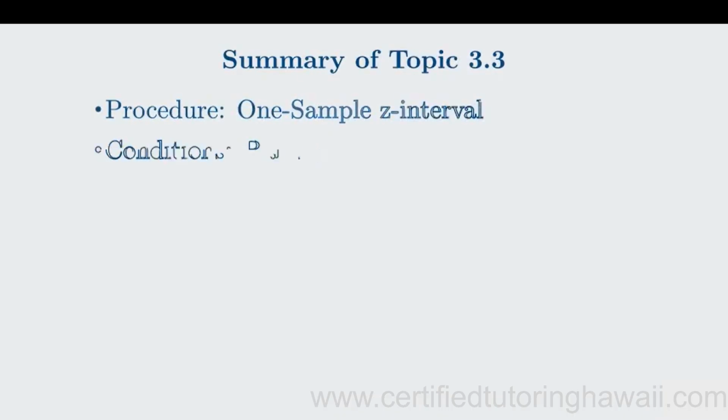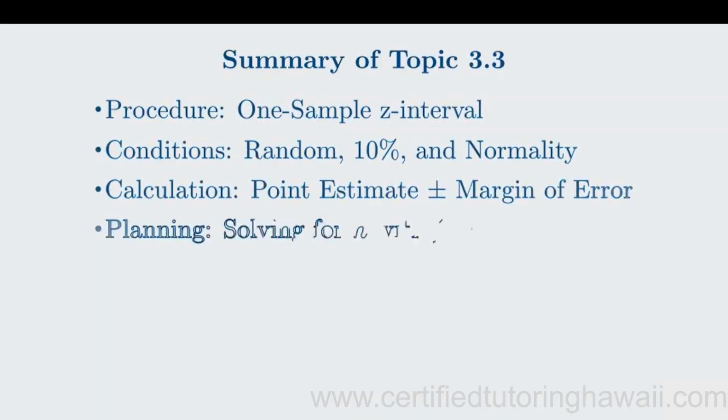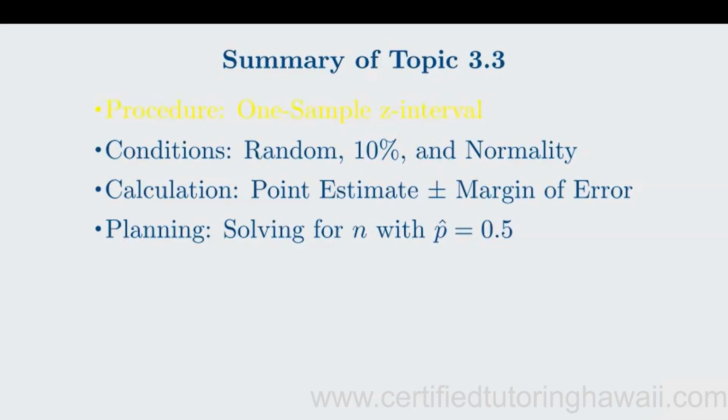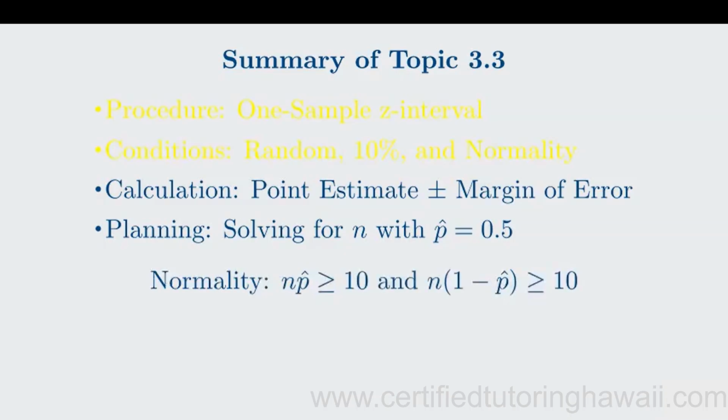To wrap up, let's review the core concepts we've covered today for topic 3.3. You are now equipped to handle confidence intervals for proportions from start to finish. We have covered the one sample z interval procedure, the 3 essential conditions, the interval calculation, and how to plan for sample size. We started by identifying the one sample z interval as the appropriate procedure for estimating a population proportion. We learned that before performing any calculations, we must verify the randomization condition, the 10% condition for independence, and the normality condition, which requires at least 10 successes and 10 failures.